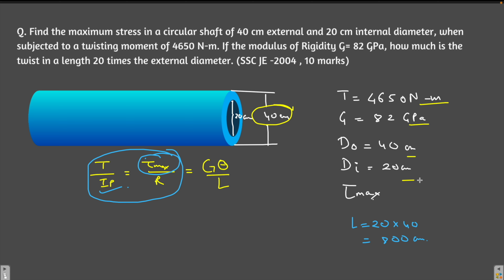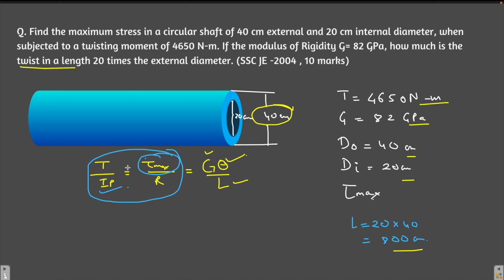Now moving on to the next part of the question. It says, how much is the angle of twist if the length is 800 centimeter? So what is twist? Twist is this, theta. We have to find out theta. We are given G, that is the modulus of rigidity. We are given the length. We will just have to find theta.